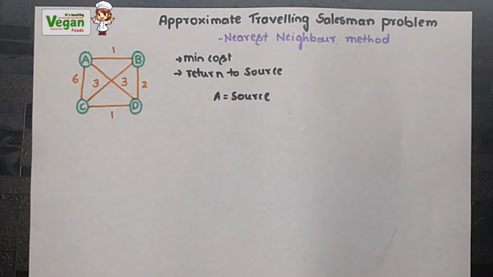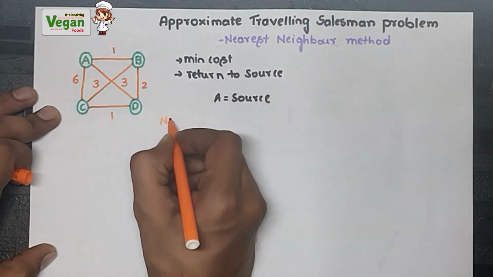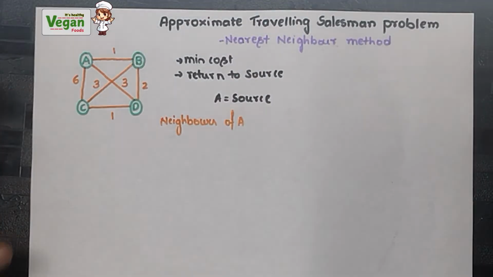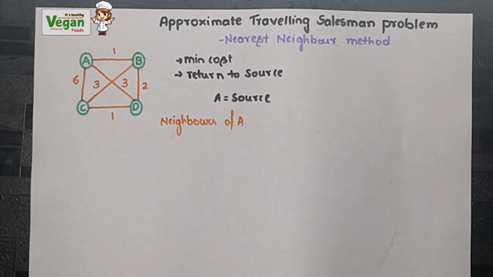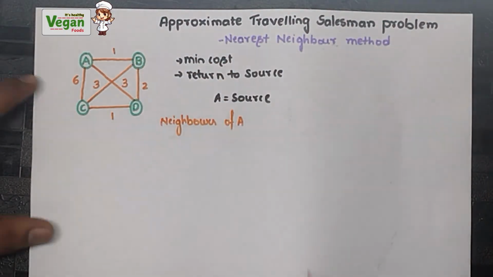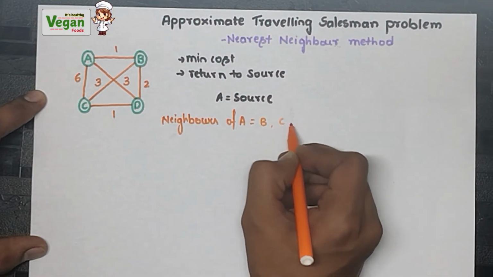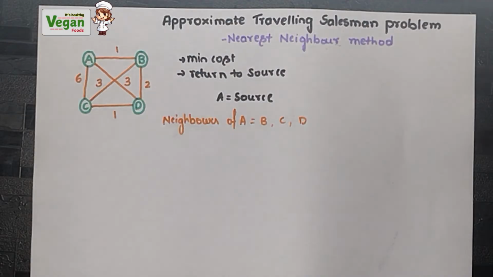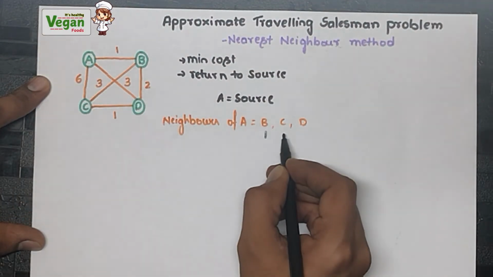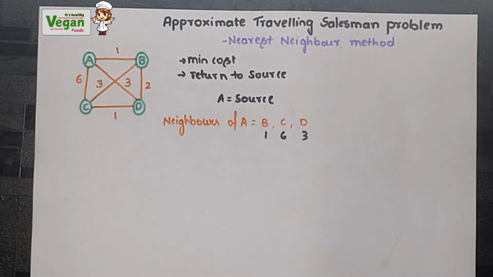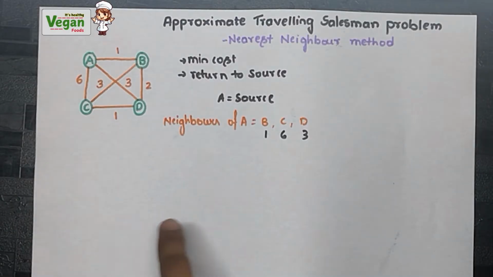In the nearest neighbor method, first find the neighbors of A. Why am I finding the neighbors of A? Because A is the source. From A you can go to C, you can go to D, you can go to B. Therefore B, C, D are all neighbors. Now what are the costs to go there? From A to B it is 1, from A to C it is 6, from A to D it is 3. So which is the least cost? It is 1, that is A to B.